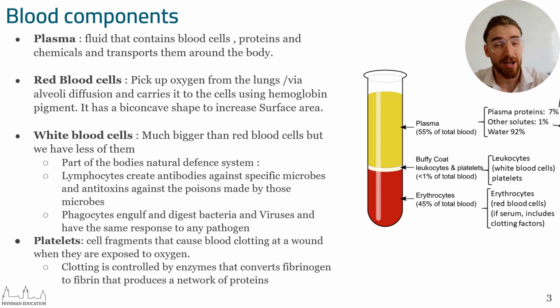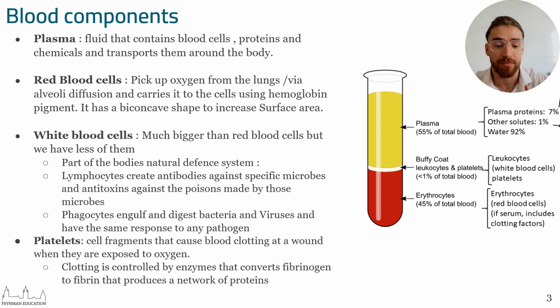White blood cells are much bigger than red blood cells, and they are part of the body's defense system. So they are made of lymphocytes, which create antibodies against specific microbes and antitoxins against the poisons made by those microbes. So you might have some lymphocytes that will attack mainly the bacteria, while others will be specialized to attacking the toxins that the bacteria makes that will make you sick.